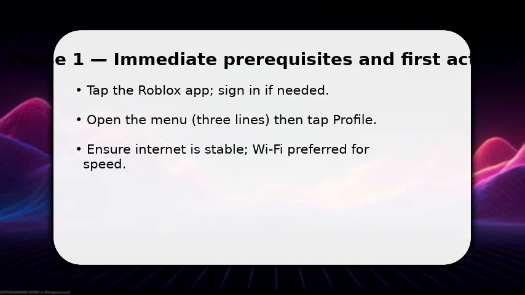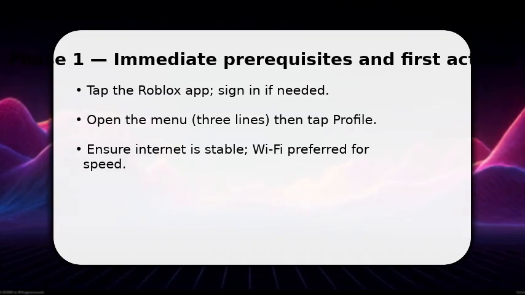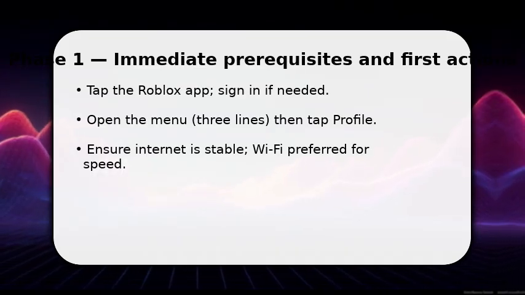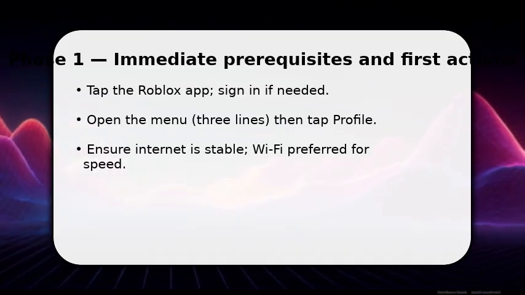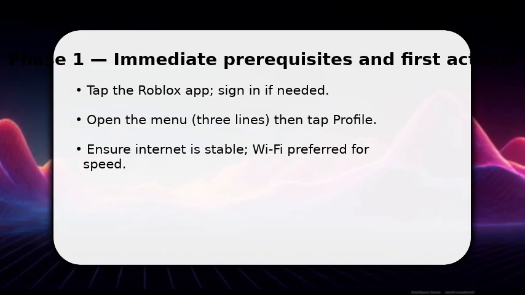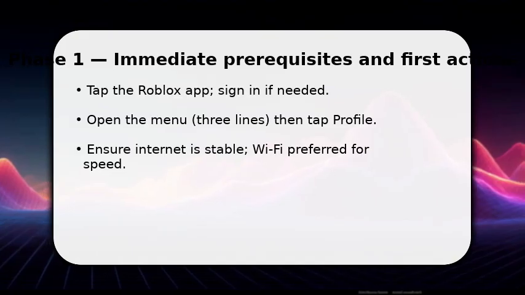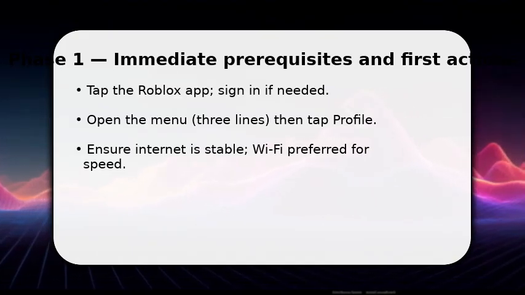Enjoy the video. You start by opening the Roblox app and making sure you are signed in. This gives you access to groups. Once in, tap the three-line menu, then choose Profile so you see your personal page. You do this because the profile view links directly to the Groups area. It saves time versus searching generic menus.